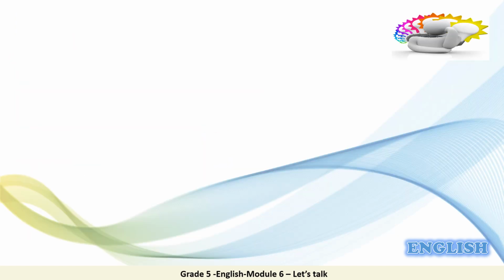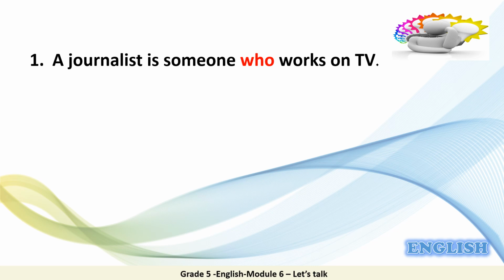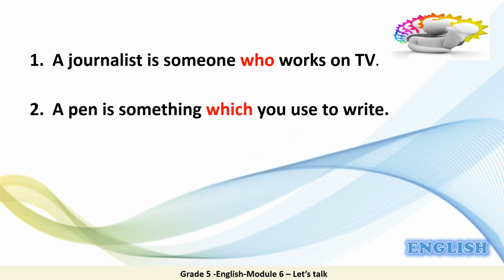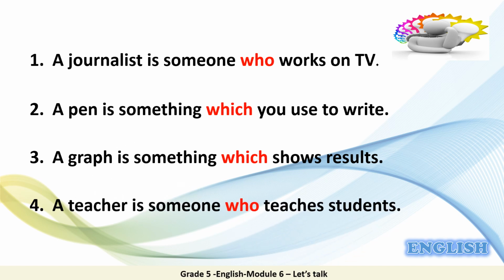We're back, my dear students. Let's check your answers. Number 1, a journalist is someone who works on TV. Number 2, a pen is something which you use to write. Number 3, a graph is something which shows results. Number 4, a teacher is someone who teaches students.